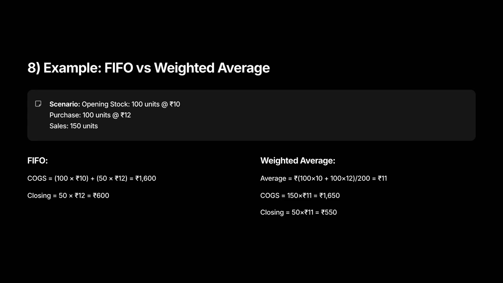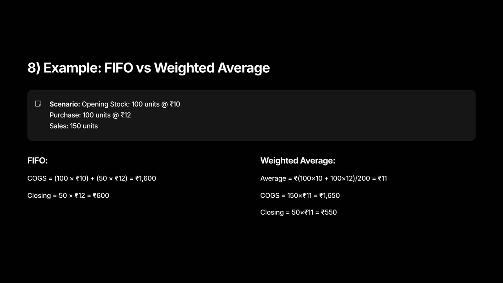Example: FIFO versus weighted average scenario. Opening 100 units at 10 rupees. Purchase 100 units at 12 rupees. Sales 150 units. FIFO, COGS equals 100 times 10 rupees plus 50 times 12 rupees, 1,600 rupees. Closing stock equals 50 times 12 rupees, 600 rupees.